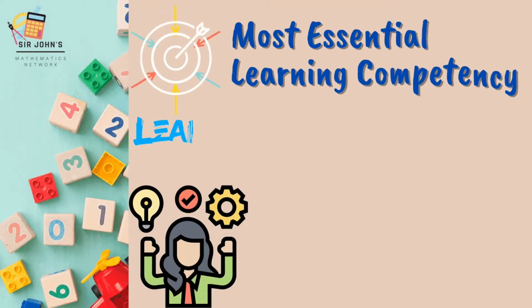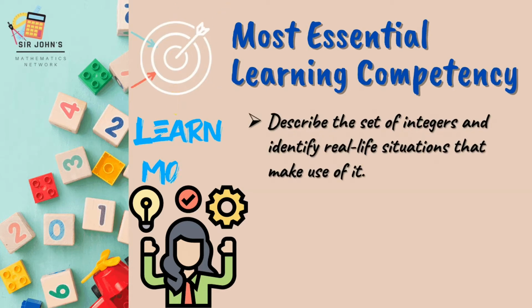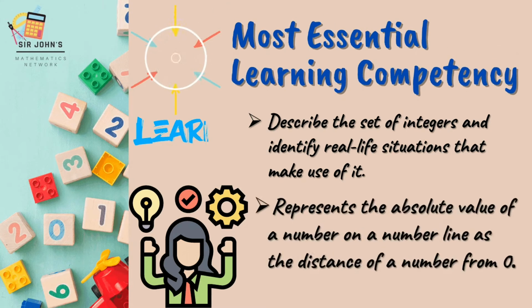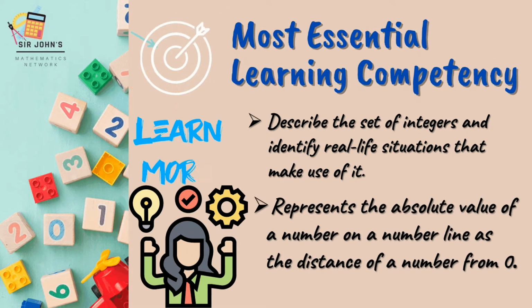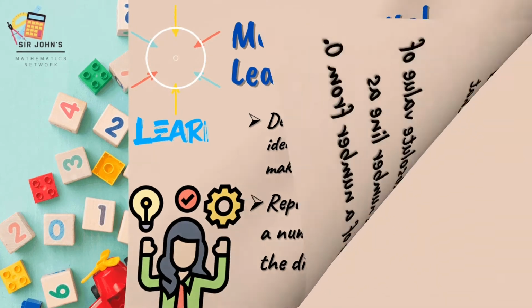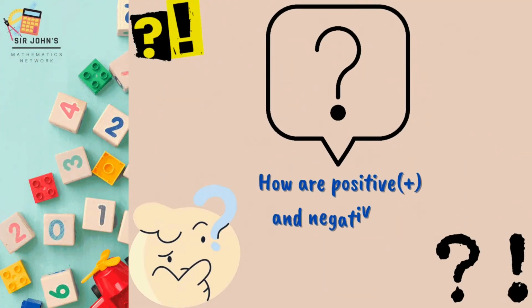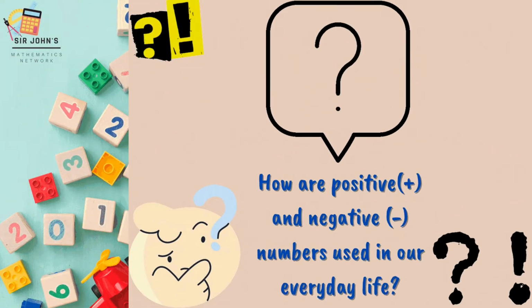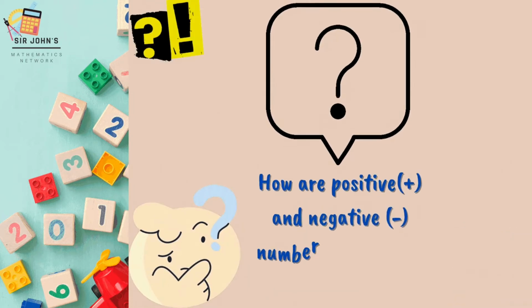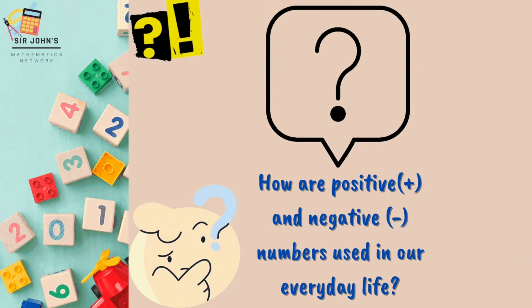Most essential learning competency. Describe the set of integers and identify real-life situations that make use of it. Represents the absolute value of a number on a number line as the distance of a number from 0. At the end of our lesson, we are able to answer the question on how are positive and negative numbers used in our everyday life.